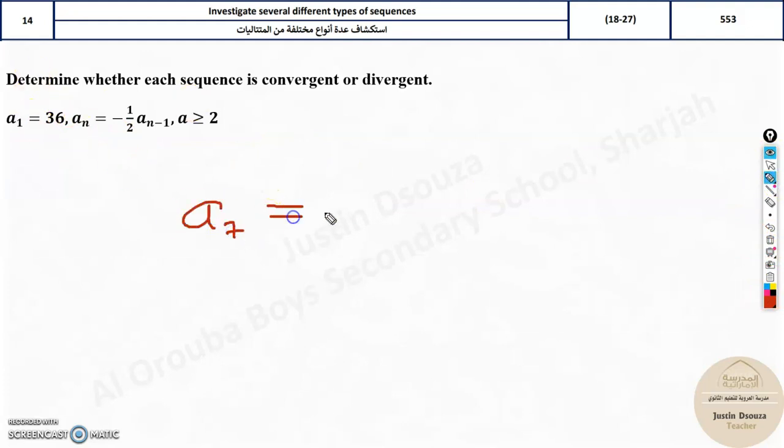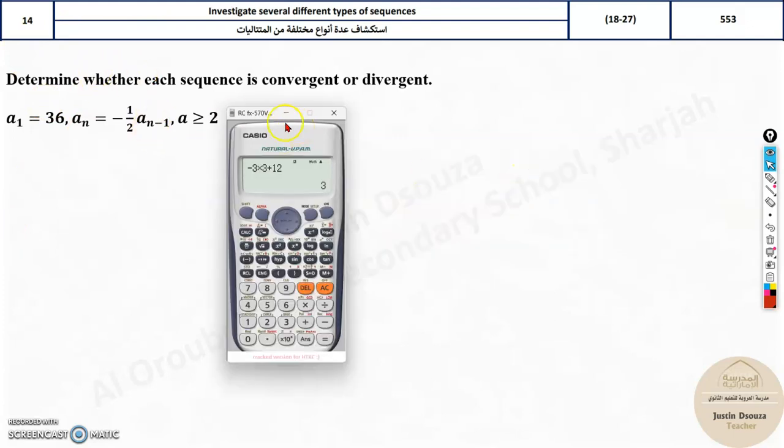a7 will be equal to -1/2 a to the power 7 minus 1. That's what I need to know, a6 initially. Then I can find the next term. That is called recursive, repetitive recursive. Whereas if you directly can find any term, it is explicit. Now that knowledge is required further on. But for now, we will just start solving the terms.